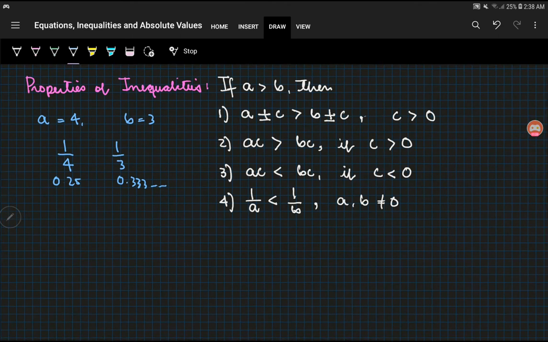So these are the four properties related to inequality. You should be familiar with these properties. And it does not change if we have greater than or equal to. It doesn't change anything, just the same. So that's about properties related to inequalities. This is related to number 1, and this is related to number 2 and 3.